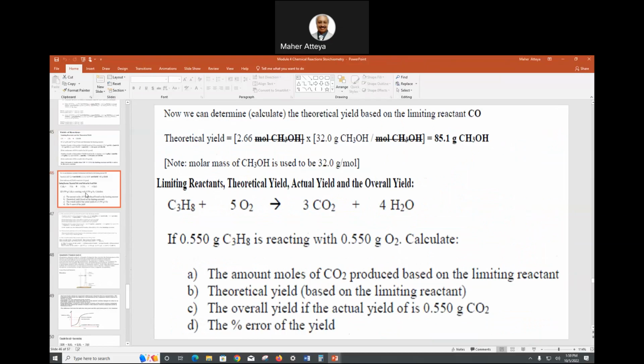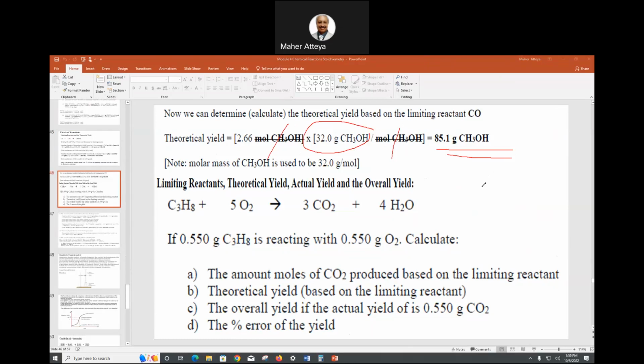So now if you look at this, I have to multiply this by the molar mass, the same thing I did for this one for you, the calculation. So here it is. This is the molar mass of methanol per mole. So the mole cancels with the moles. You get number of grams. This is the theoretical yield. This is what? The theoretical yield.